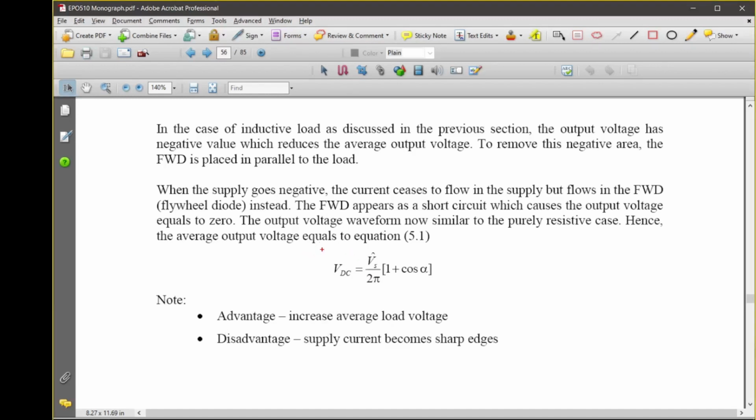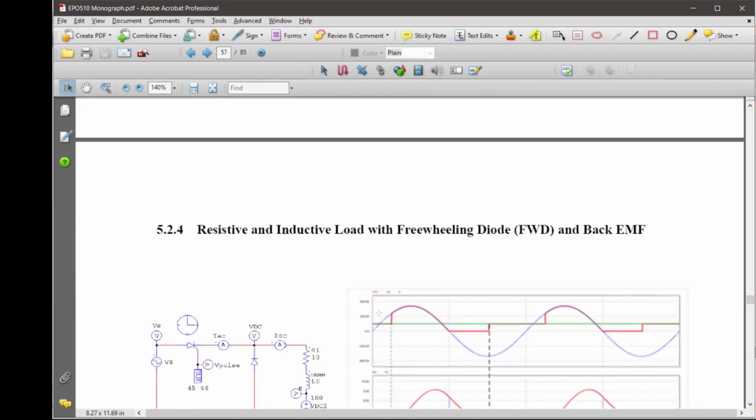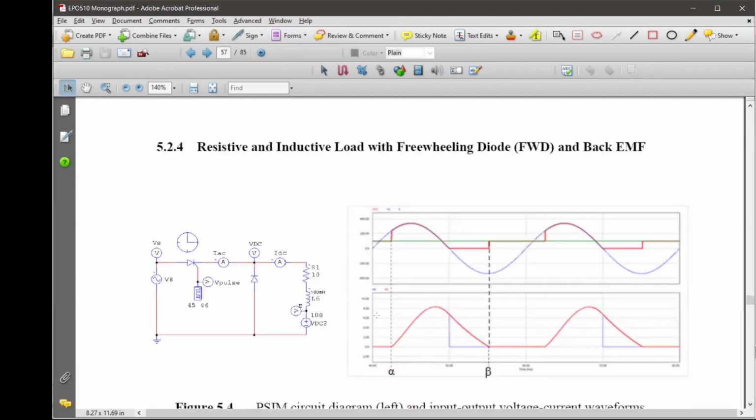Okay, so this is the output voltage equation, similar to the previous equation when we had the purely resistive load case. Next, we look into the freewheeling diode, and we place the back EMF. We have the DC motor at the output to replace the load, and then we have the freewheeling diode in parallel to the load, the DC motor here. So very similar. At the beginning, there's no current flow. VDC, this is open circuit, this is open circuit.